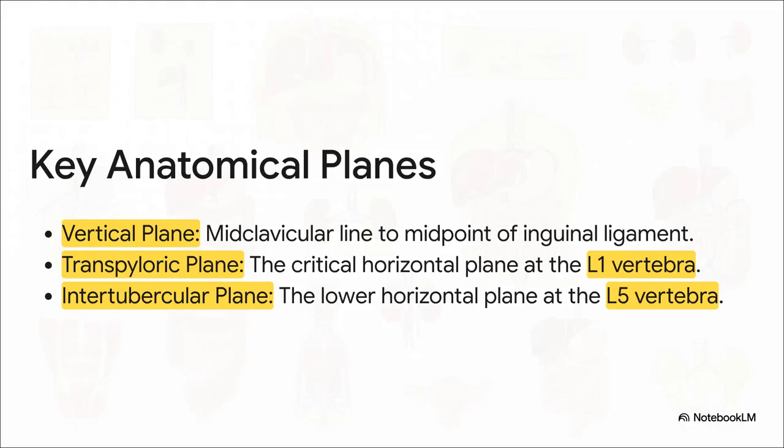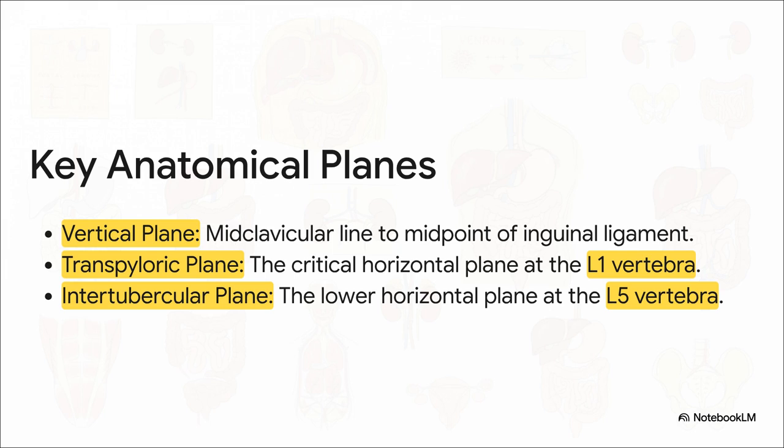So out of all these, the one you really need to focus on is the transpyloric plane. Why? Because it cuts right through the L1 vertebra. That's the same level where the celiac trunk and the SMA come off the aorta. See how it all connects? It's a huge anatomical crossroads. Examiners absolutely expect you to know that the transpyloric plane is at L1. Just commit that to memory.